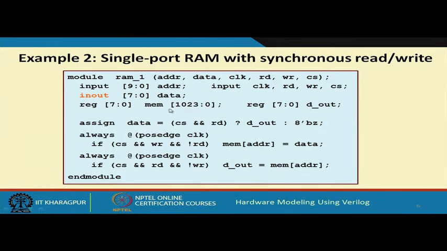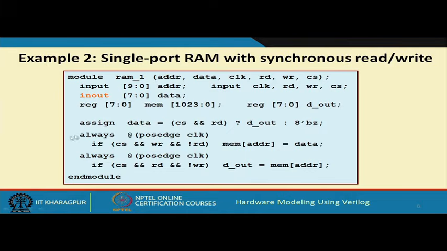So, this is my memory, again 1 kilobyte, 1024 by 8, and I am using a variable d_out where I want to write it, and from d_out to the data bus I am using an assign statement. Whenever chip select is there and read is there, the data from d_out will come to this data bus, and if they are not enabled, then the data will be tri-stated, 8'bZ.